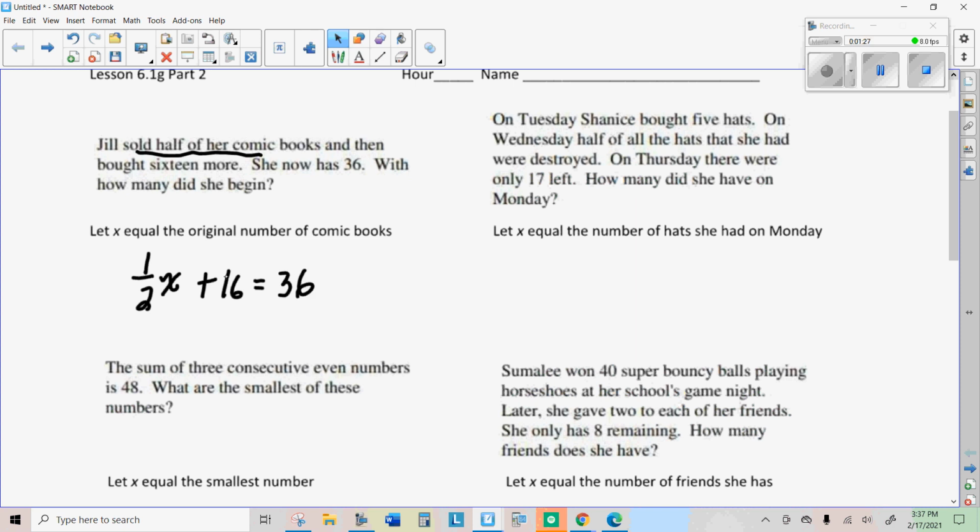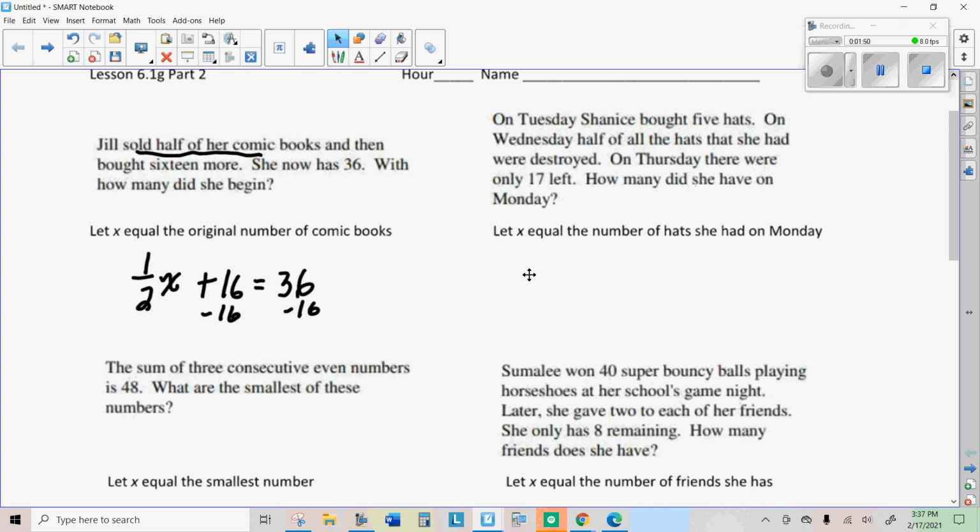Now to solve this, remember you would subtract 16 from both sides. And then to do the one half part, you would multiply by the reciprocal because you want to divide by half, so you would multiply by 2. I'm not going to finish it up. I trust you can do that. This is more about writing the equations.